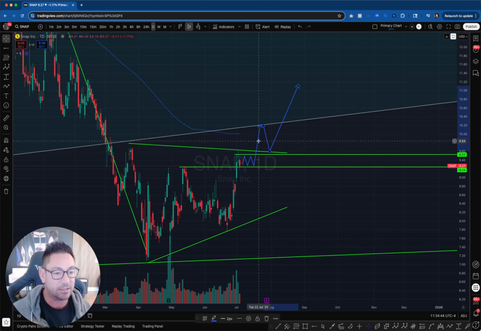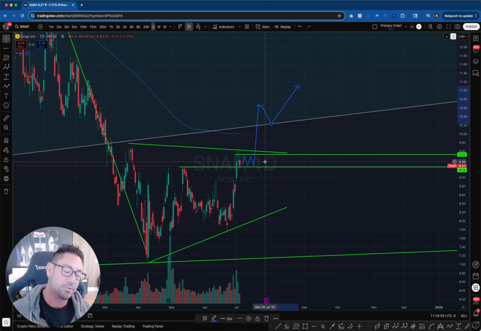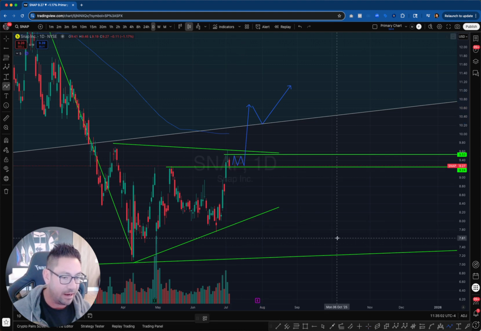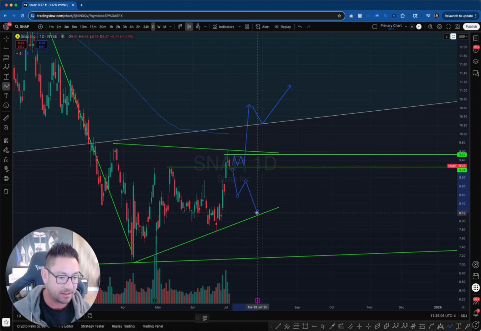So that's one way, that's one path. The other path would be something like this. You get the consolidation like this, and you get something like that. So there's two ways I see it from a bullish perspective. Obviously, the bearish perspective is this just falls back down in here, and we come back maybe to the median line, do something like this, and come back down.